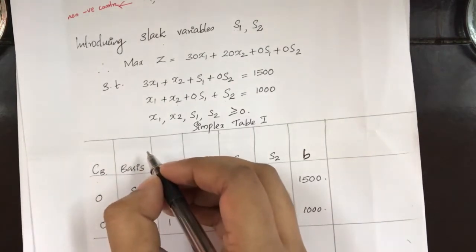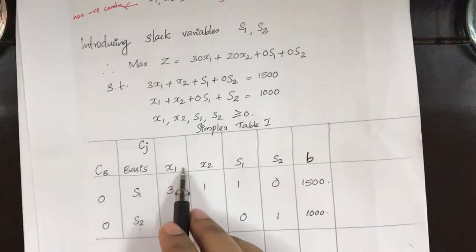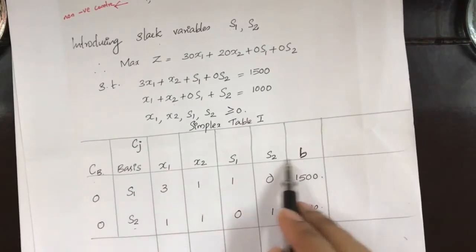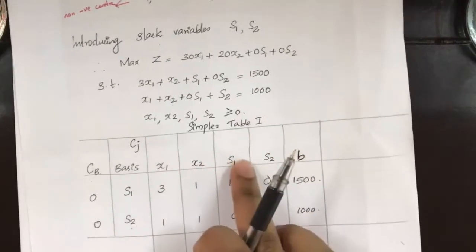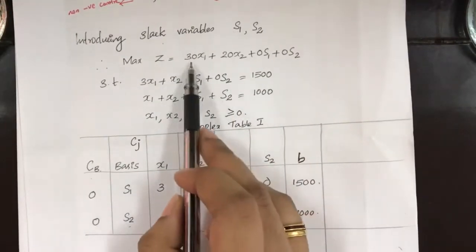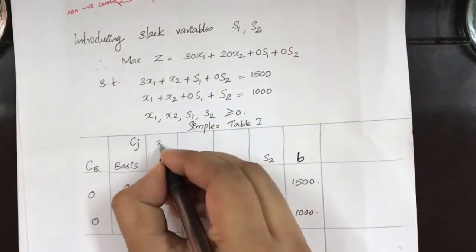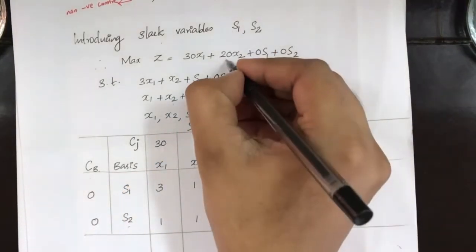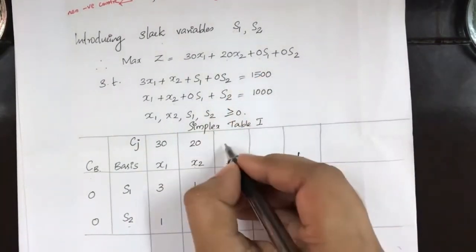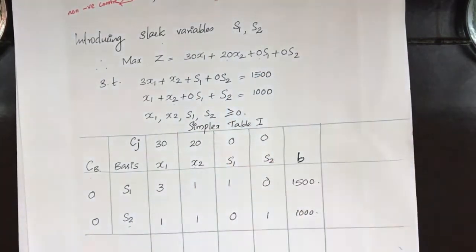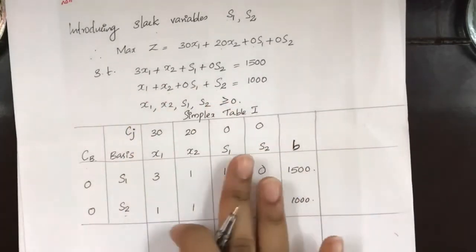Similarly, I am writing the Cj values here. Cj values are the costs of this column's variables. Okay, B doesn't have any cost. These we also get from the objective function. x1 30, x2 20, s1 0, s2 0. This is the initial table we are writing.